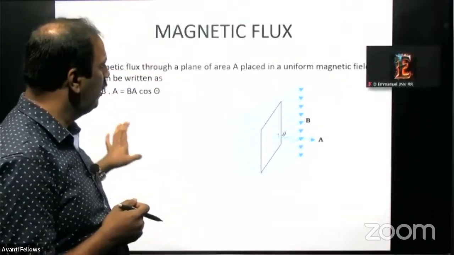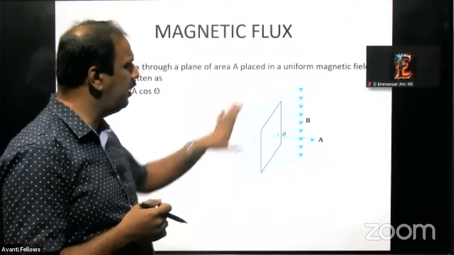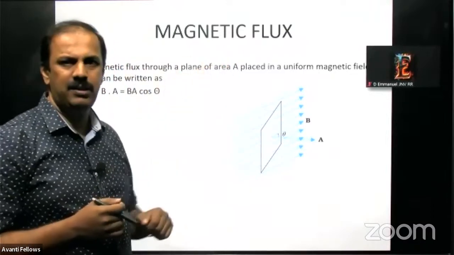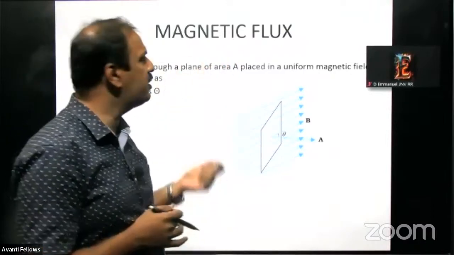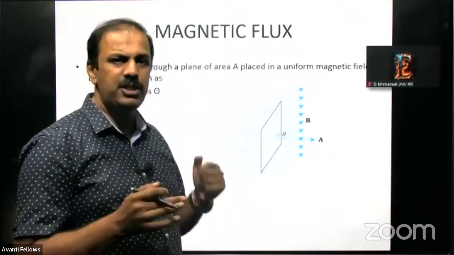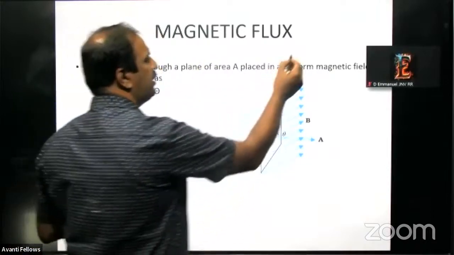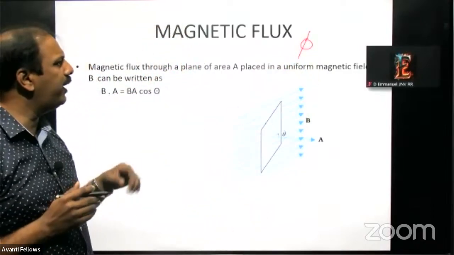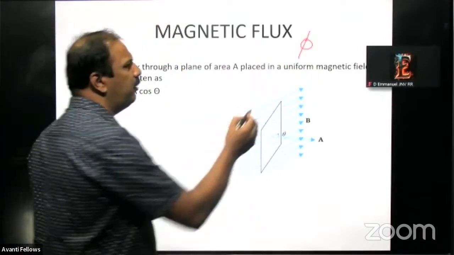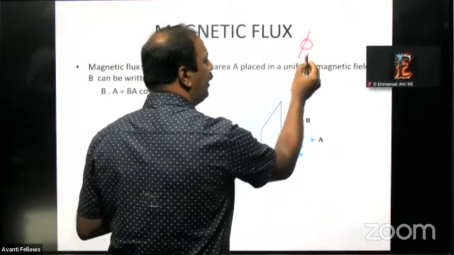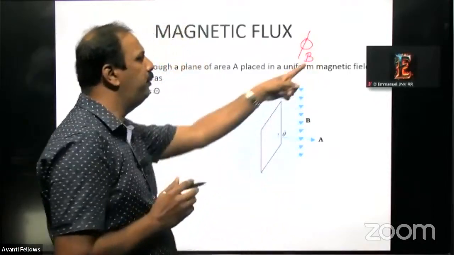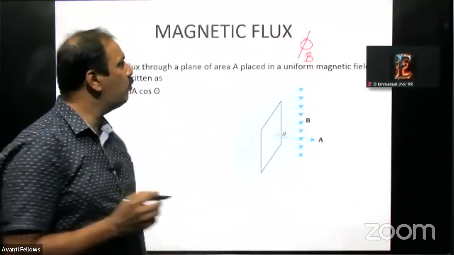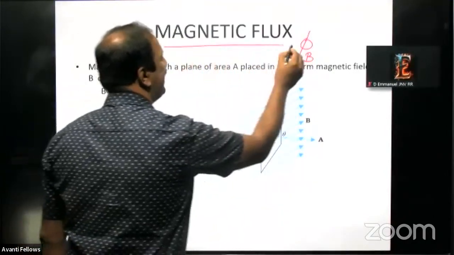Before studying Faraday's law, we should know about the magnetic flux. In electrostatics, we already studied electric flux. There we studied the electric flux, which is written by phi like this. Here we have the magnetic flux, and the magnetic flux is given by the same phi only. To identify it as magnetic, we will write phi B. This B is for magnetic. So what is this magnetic flux actually?